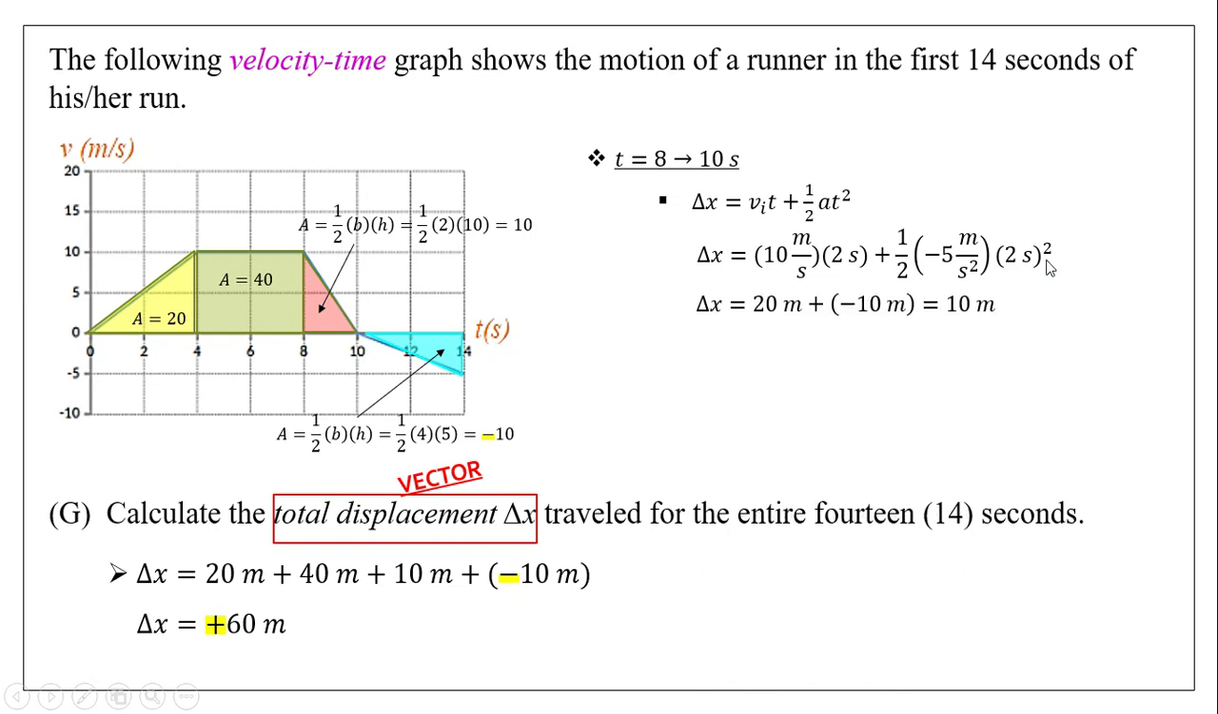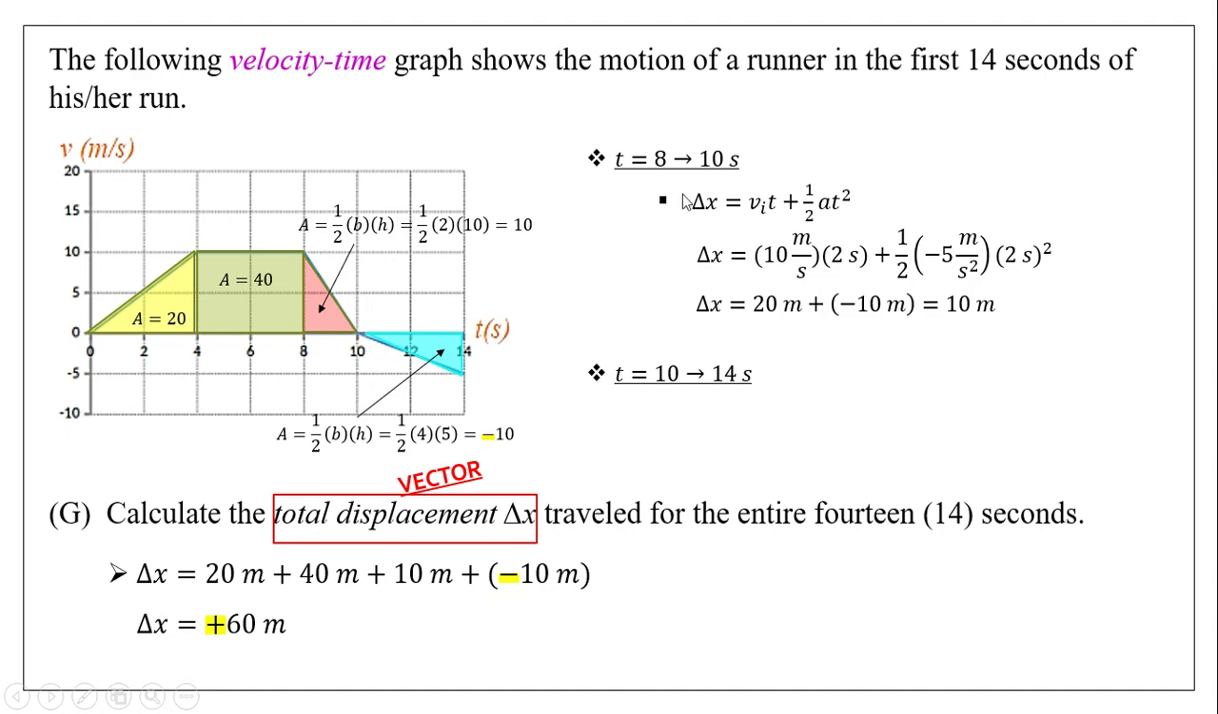So if you do all this correctly, 10 times 2 is 20. And then 1/2 times negative 5 is negative 2.5. And then negative 2.5 times 4, because 2 squared is 4, will give you negative 10. So 20 plus negative 10 is a positive 10, which is consistent with what we found here. Again, in the blue, we already know that this is negative 10. Let's prove that it's negative 10.